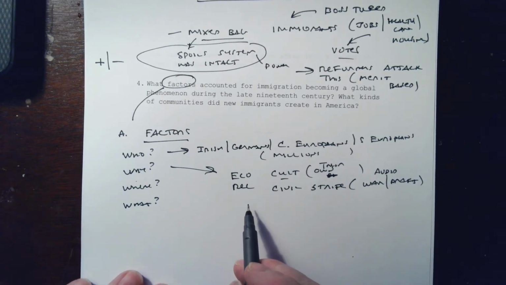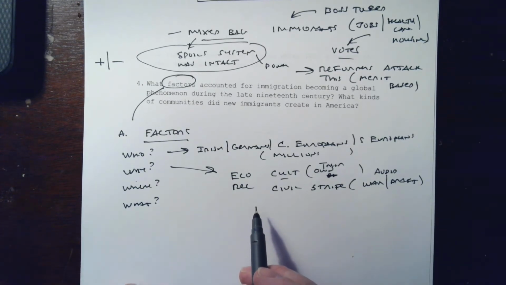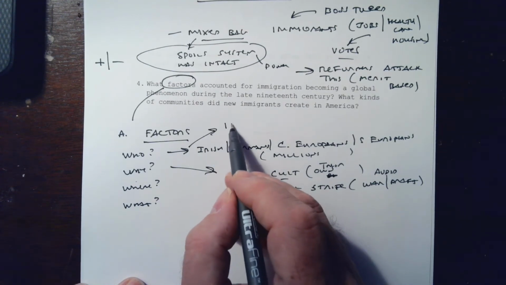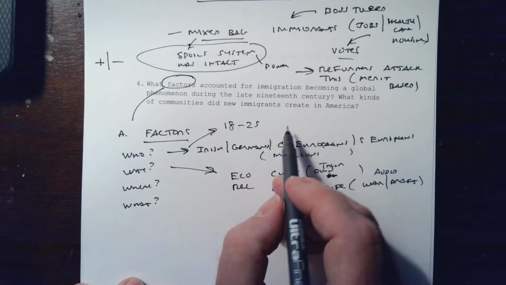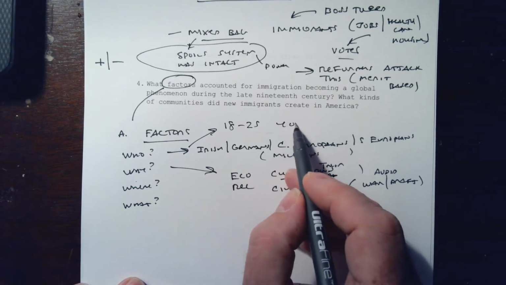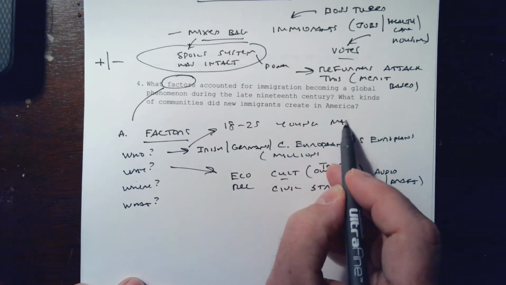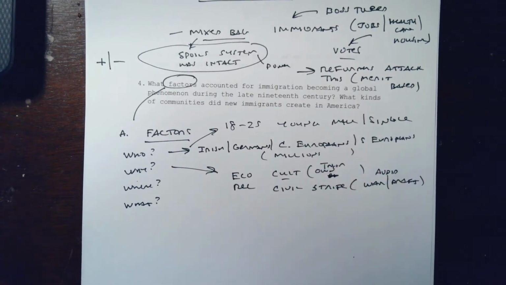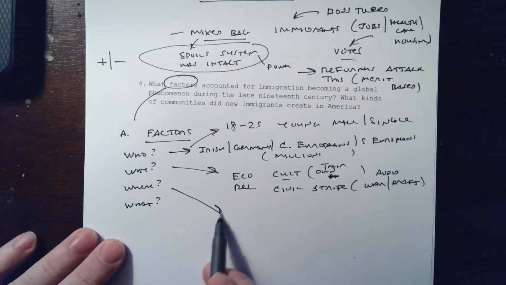And one of the things you want to communicate with this answer is the fact with the who, many of them are young males, 18 to 25, and they're single. All right. Now, that's not to say you're not going to get some family migration, because you will, but the bulk of these are going to be young men. All right, so let's talk about where they end up.